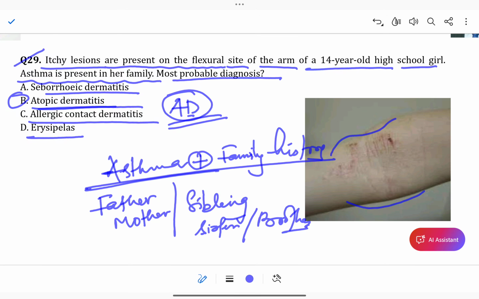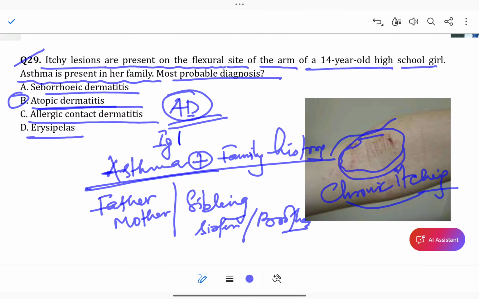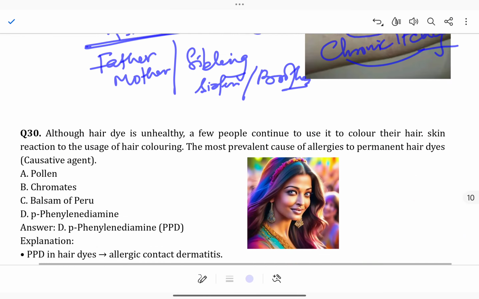Scratch marks and excoriations are due to chronic itching. This is all this lesion, because of chronic itching, nothing else. AD is linked to IgE mediated hypersensitivity. Come to the next question.